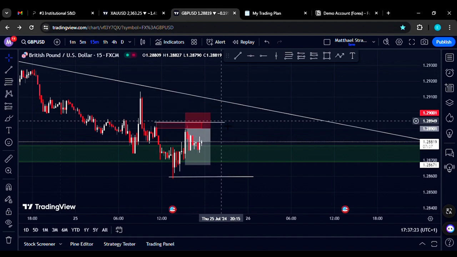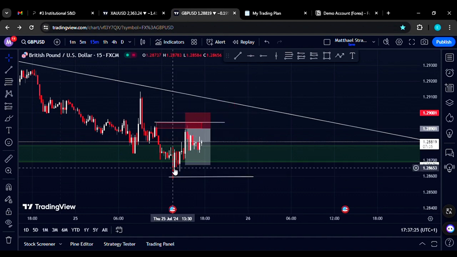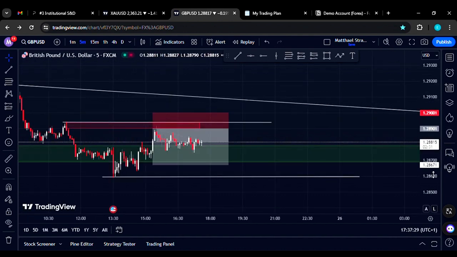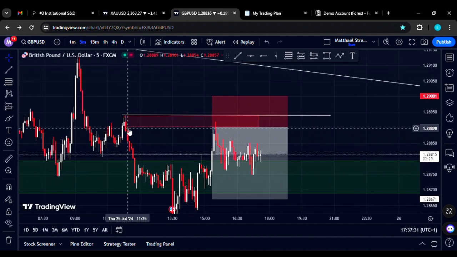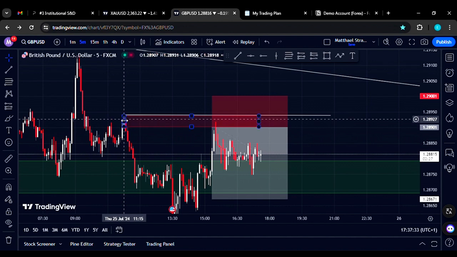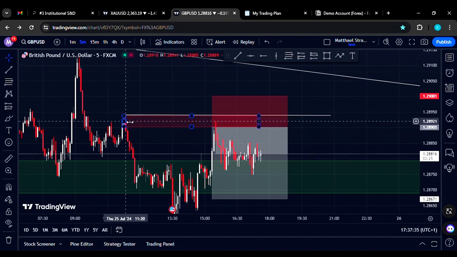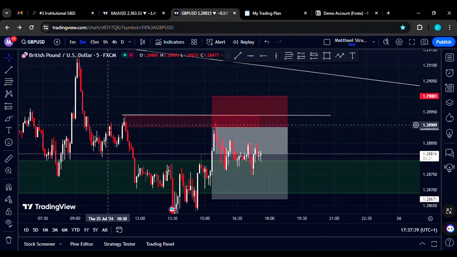So I marked out the swing high and the swing low, then went down to the 5-minute time frame. Then we have this supply zone at the top here, and if you look clearly, you see that price has already cleared liquidity resting above here.